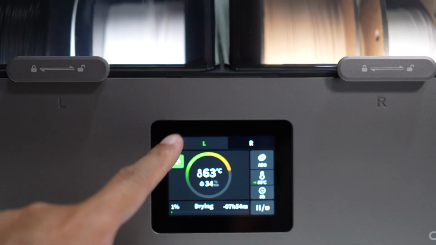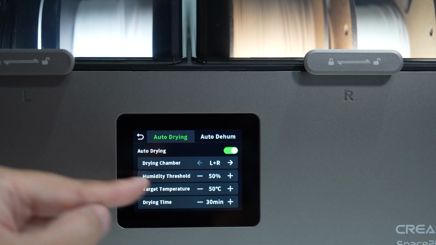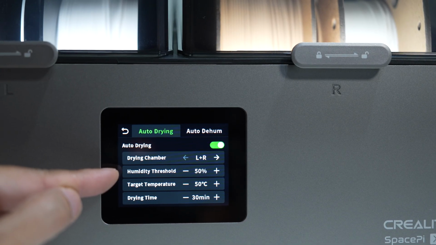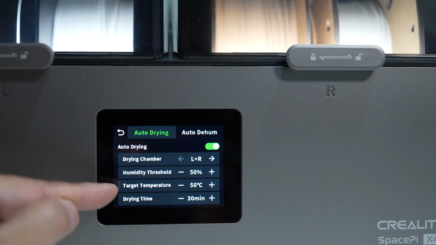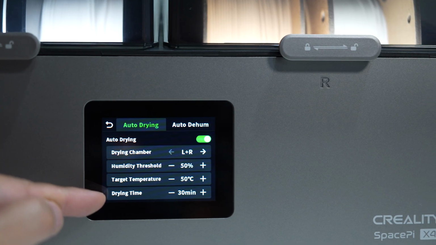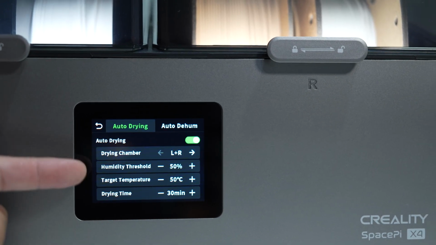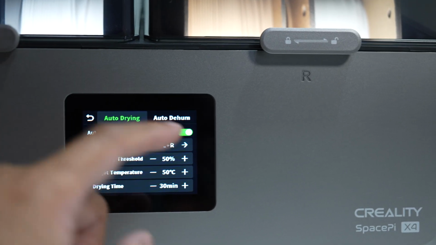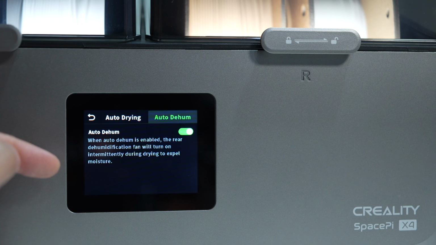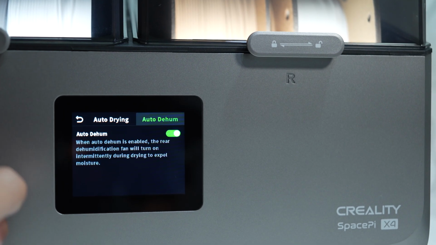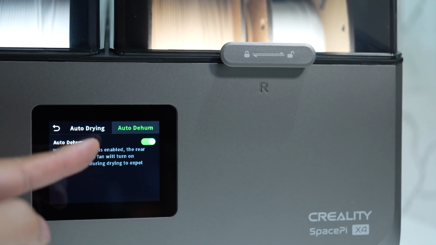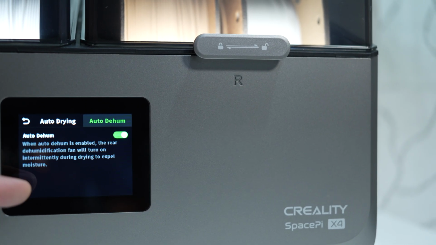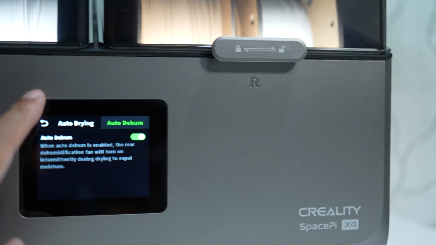Okay, now with the auto drying mode, you can set the threshold. So when the humidity is over 50%, it's going to start by itself, using this target temperature for 30 minutes. You can change all of this. And this one is automatic control for the fans on the backside, so it will activate itself to expel the moisture. So I leave it on.